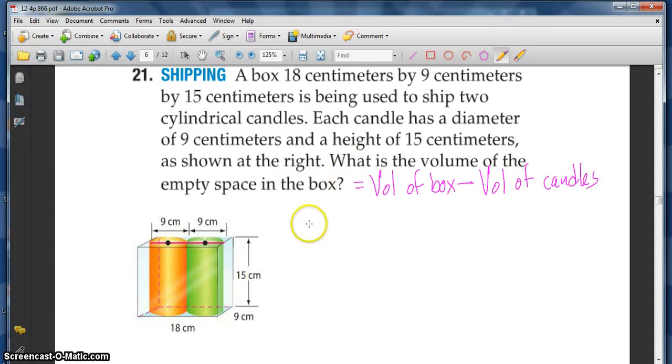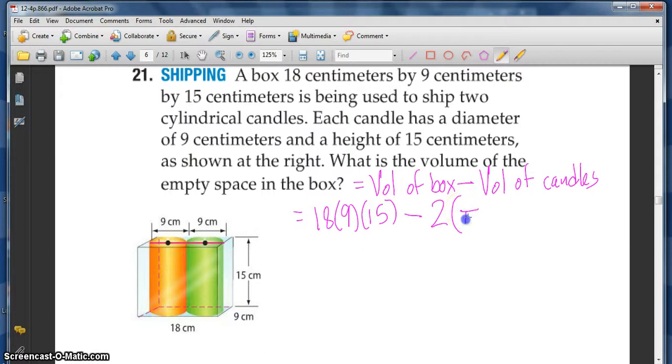So the volume of our box is length times width times height. So 18 times 9 times 15 would be the volume of the entire box, but we want to subtract the volume of these two candles away. So we have two candles, so I'm going to take 2 times the volume of one candle since they are congruent.